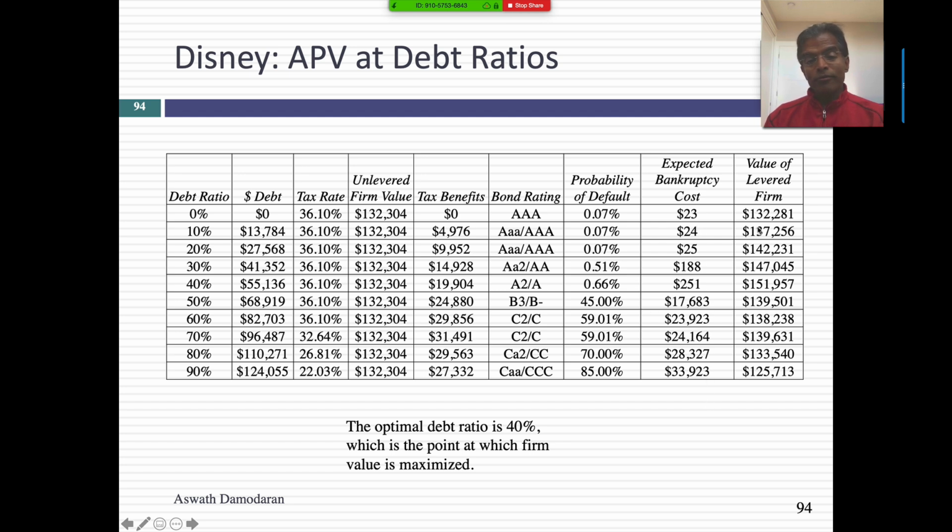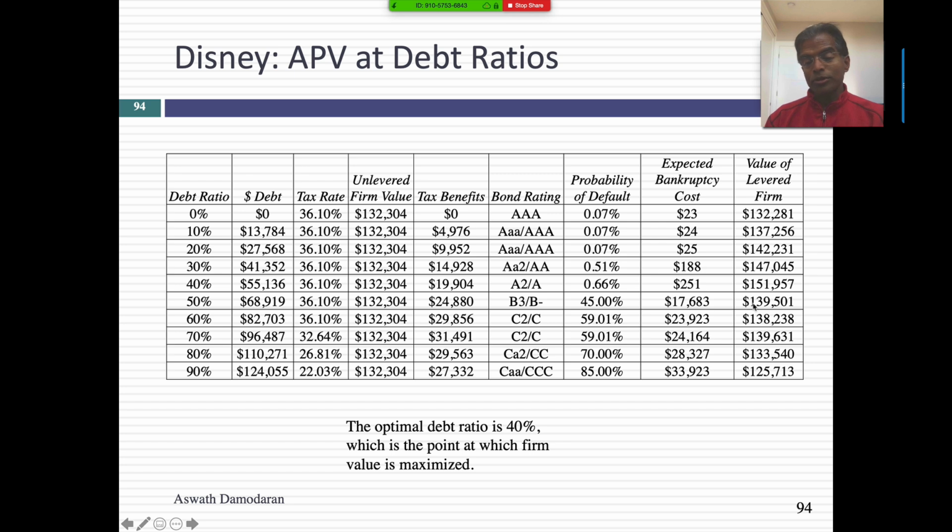So here's my levered value computed. I start with the unlevered firm value, add the tax benefits, subtract out the expected bankruptcy cost, and I get the value of the levered firm. The last column, you get that value. What's my objective? Maximize value. And for Disney, that happens at 40% debt.